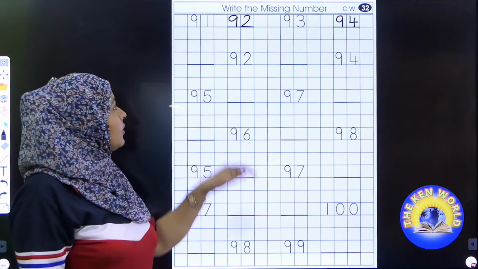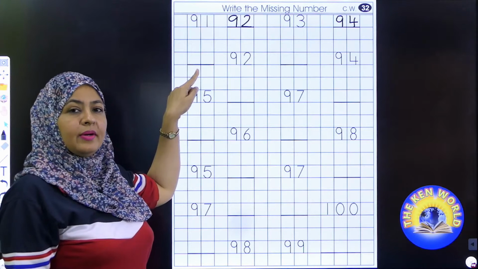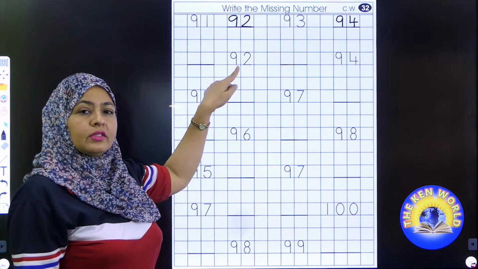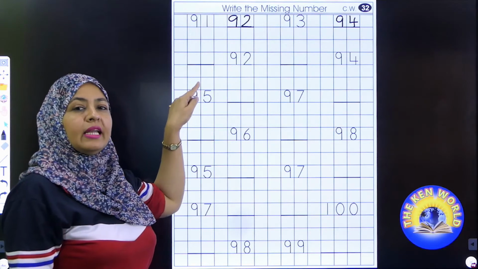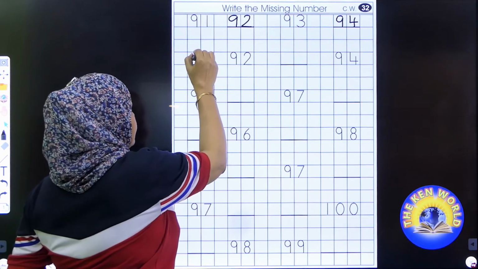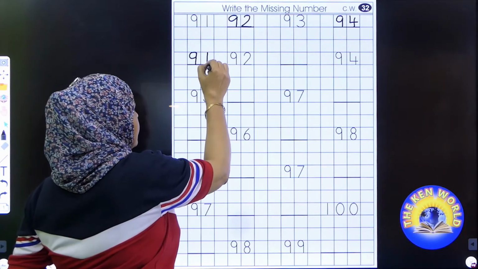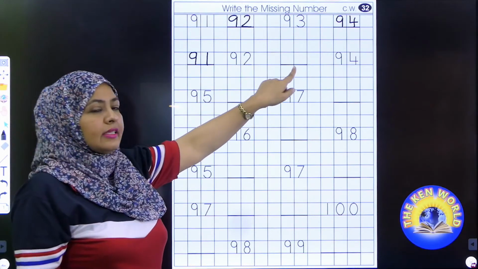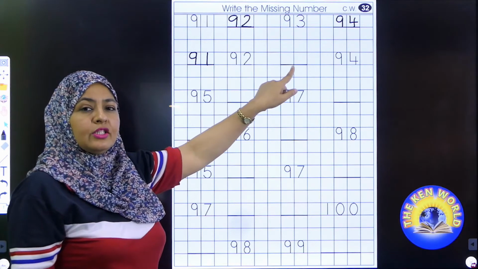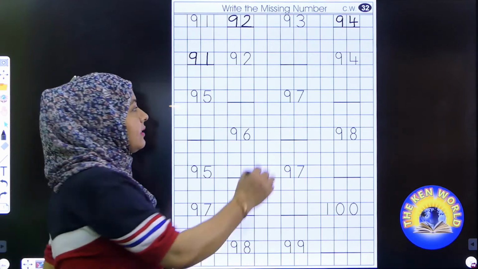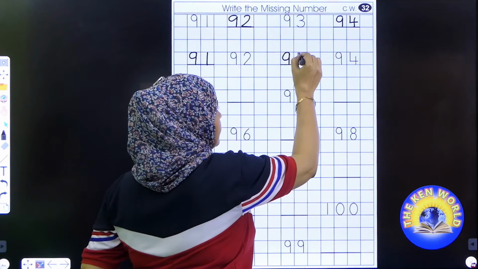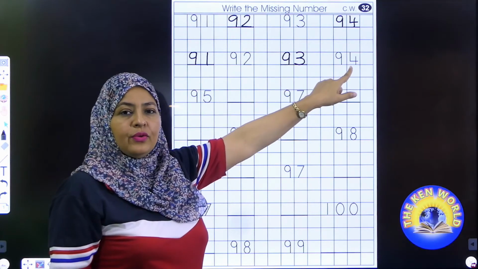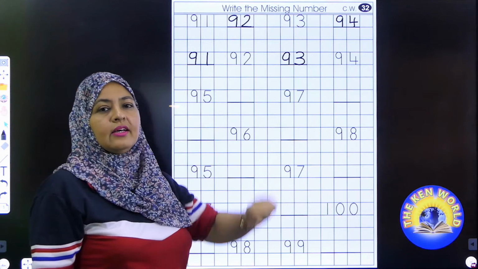Now, come to the next row. Here, you can see there is no number. Yes, so move to the next one, that is 92. So what comes before 92? Very good, 91. So right here, 91. Before 92, it's 91. Yes, 91, 92, and the next number is missing. So, what comes after 92? Great, 93. After 93, it's 94, which is written here. Yes, all of you have done till here.